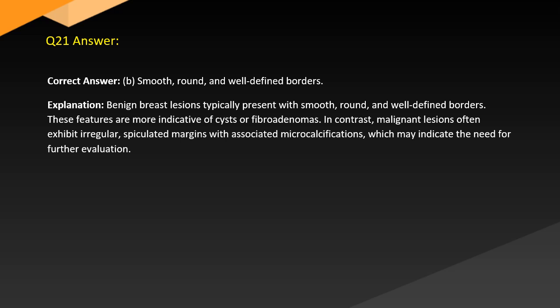Answer. Correct answer. B. Smooth, round, and well-defined borders. Explanation. Benign breast lesions typically present with smooth, round, and well-defined borders. These features are more indicative of cysts or fibroadenomas. In contrast, malignant lesions often exhibit irregular, spiculated margins with associated microcalcifications, which may indicate the need for further evaluation.